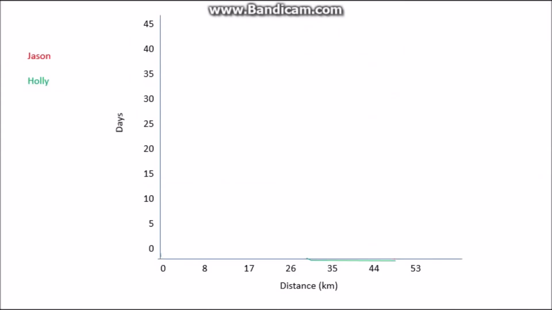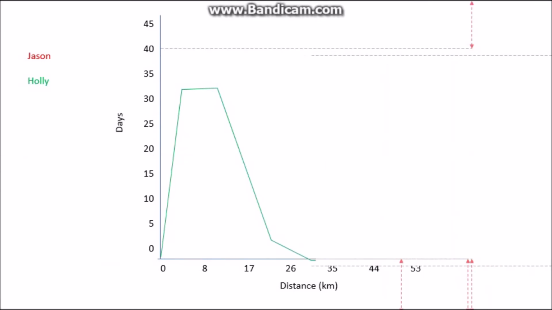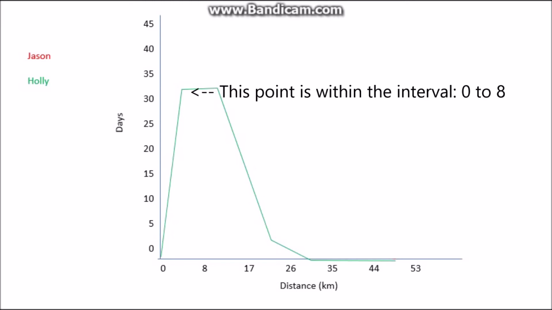So here I've started a graph, and I think we're going to look at Holly first. So if we move this block over, you can see this is what her graph ends up looking like. Let me just get back in frame here. And essentially what we're talking about on this green line is at day 0, she has run 0 kilometers, but she has spent 33 days running 0 to 8 kilometers. Notice how the point for my line is in between 0 and 8.